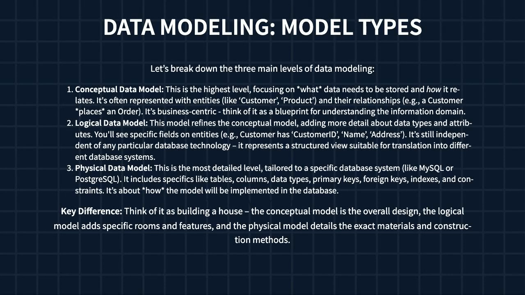Okay, so when we're talking about data modeling, it's really important to understand these three levels. The conceptual model is like a big picture overview. It tells us what information we need to capture and how those pieces relate to each other from a business perspective. Then we move down to the logical model, which adds more detail about how that data is structured, defining things like field names and types. Finally, we get to the physical model, which is all about translating that design into a specific database system, outlining exactly how it will be stored.